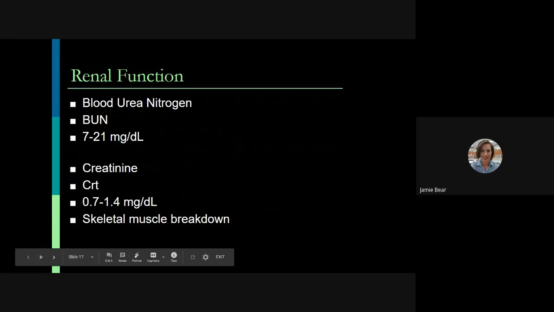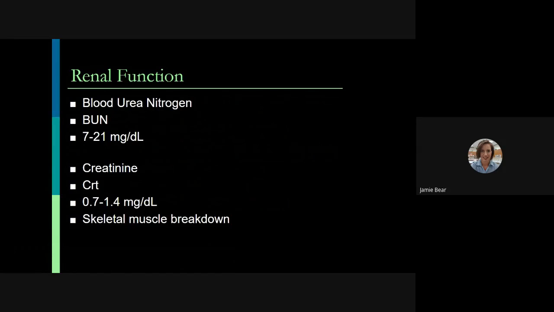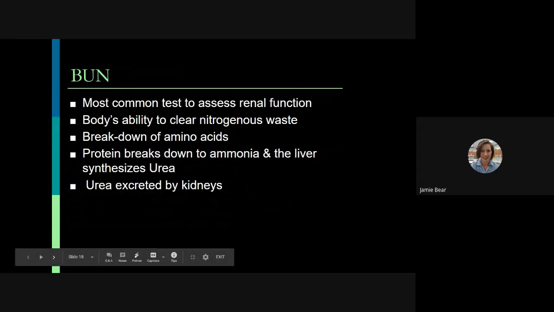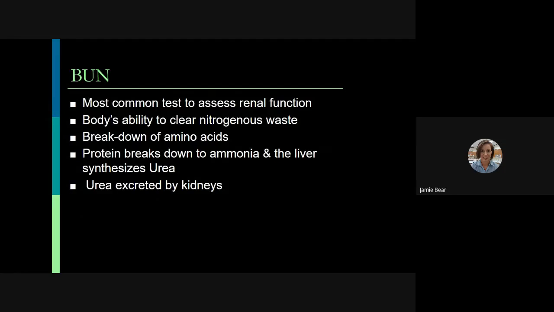Blood urea nitrogen, or the BUN level in the body, is a lab value that you can get from a CBC, complete blood count, and the value should be 7 to 21. Your creatinine level is much lower at 0.7 to 1.4 milligrams per deciliter. The BUN is the most common test to assess for renal function, as the kidneys are responsible for clearing out that nitrogenous waste that is produced in the liver. And therefore, if that is building up, you know that your kidneys are not doing the job effectively.